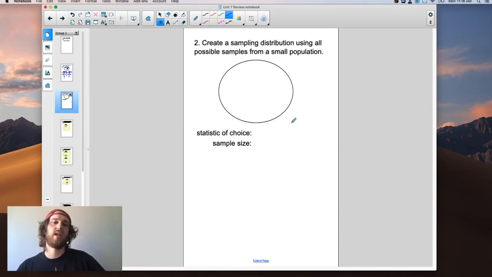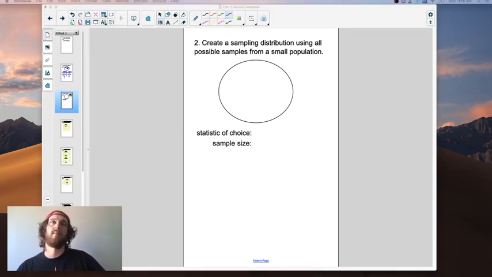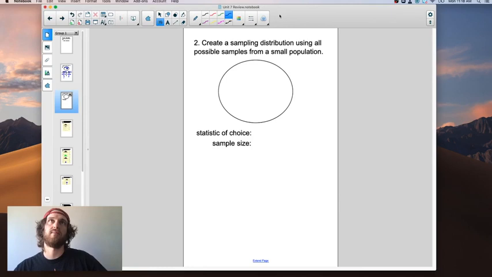So let's create a sampling distribution. What we're going to do is create a sampling distribution using all possible samples from a population. So let's go ahead and choose a statistic. We're going to assume that we have the entire population in this case. And let's say that looks like this: 3, 5, 5, 6, and 8. And let's say this will be easy. The statistic of choice is the median.